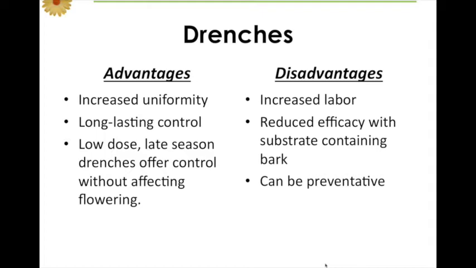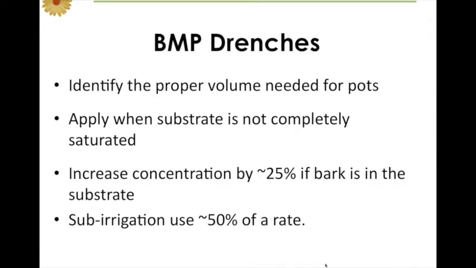Typically we say you've got to increase the rate by about 25%. And sometimes if you get too high of a rate, you prevent growth from occurring on that plant. So the key here for drenches is to identify the proper volume that needs to go onto different pot sizes. You need to apply it when the substrate is not saturated. It's a little on the dry side. It needs an irrigation so it can be absorbed and retained in that pot and not drain out the bottom. But it can't be too dry, because otherwise it might channel along the outside and out to the bottom.